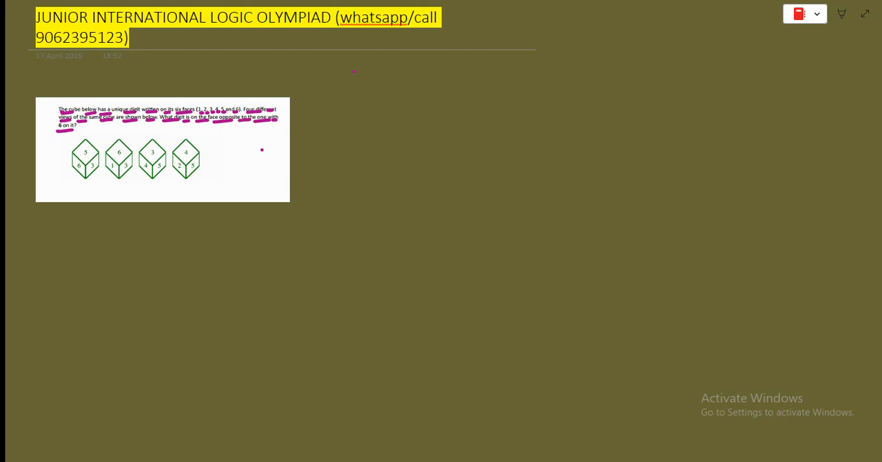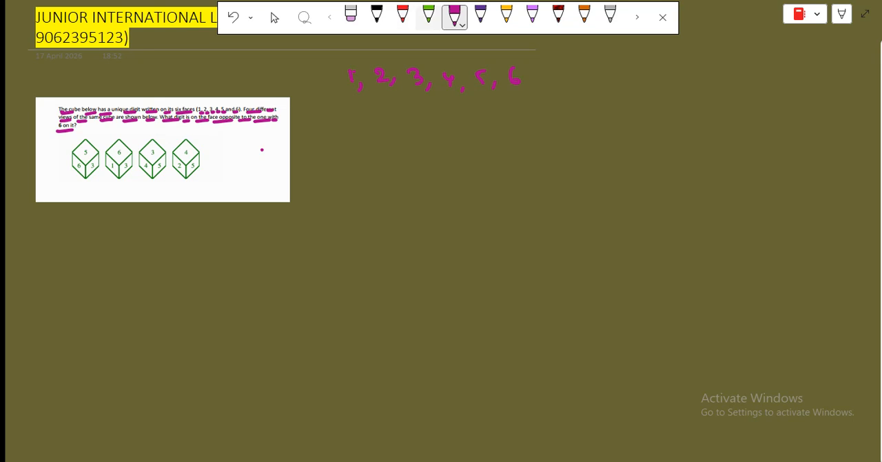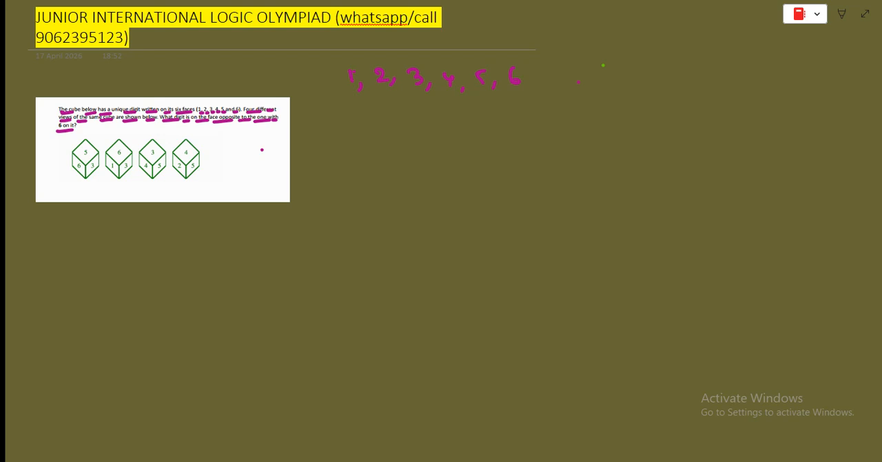Okay, so let's understand the situation first. A cube has numbers 1, 2, 3, 4, 5 and 6 on its faces, and we are shown four different views of the same cube. And the question is, which number is opposite to 6? Simple question but dangerous.